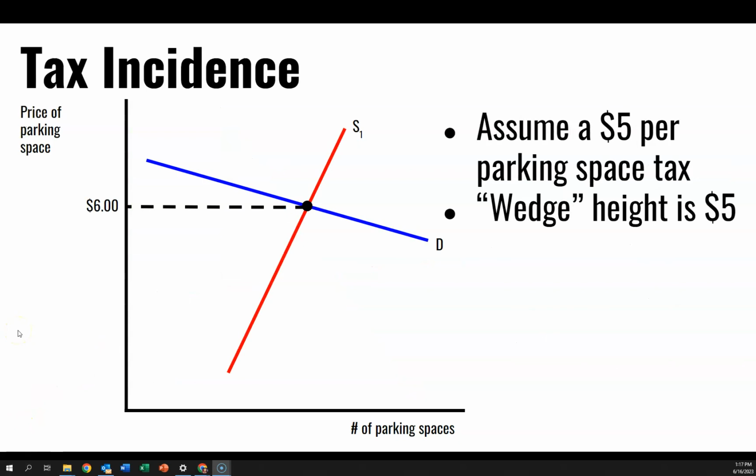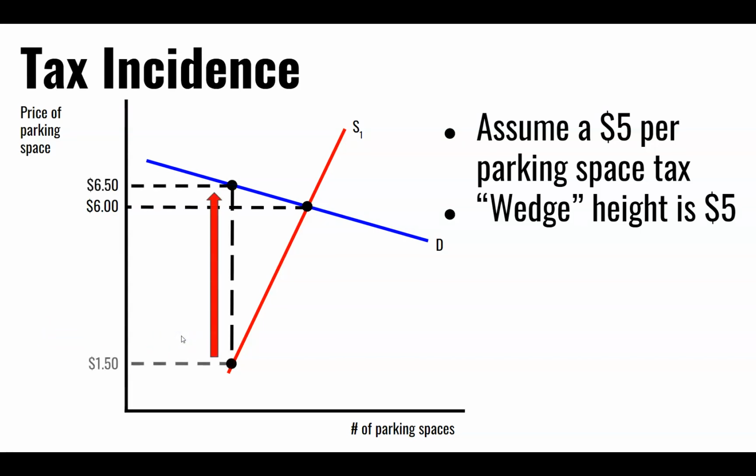If the relative elasticities change, then we can see how the tax incidence changes. In this case, we're going to assume a $5 per parking space tax. Again, it doesn't matter who the tax is on. We just know that as long as the tax is $5, we're going to find a tax wedge, a vertical distance between supply and demand, equal to $5. So here, supply is relatively inelastic and demand is more elastic. If we find that $5 tax wedge, we find that the new market price is $6.50 paid by consumers, and the new price received by suppliers is $1.50.